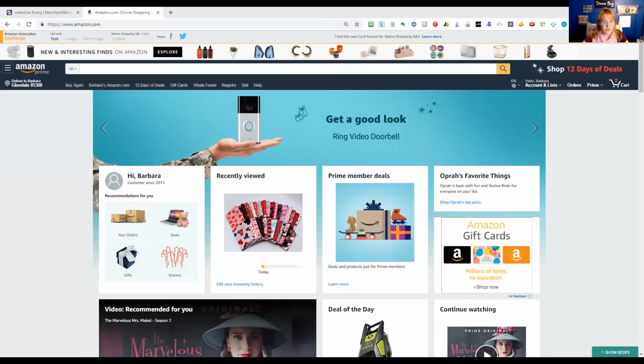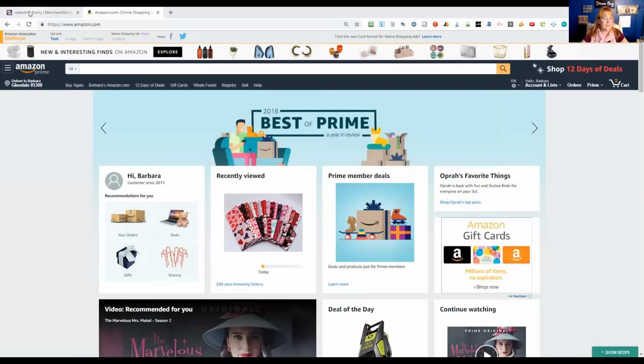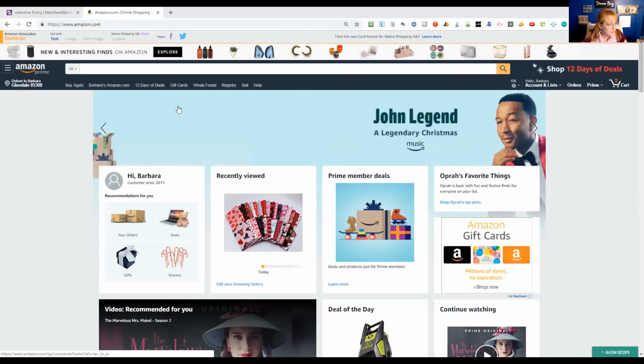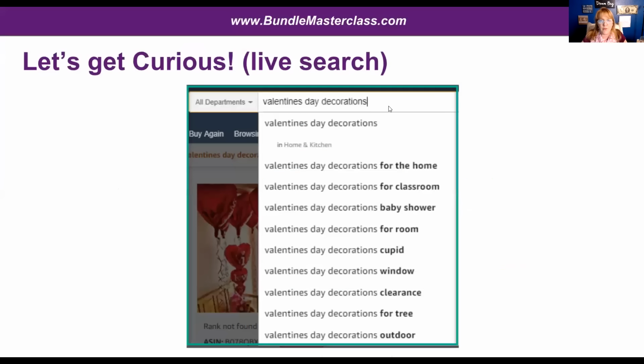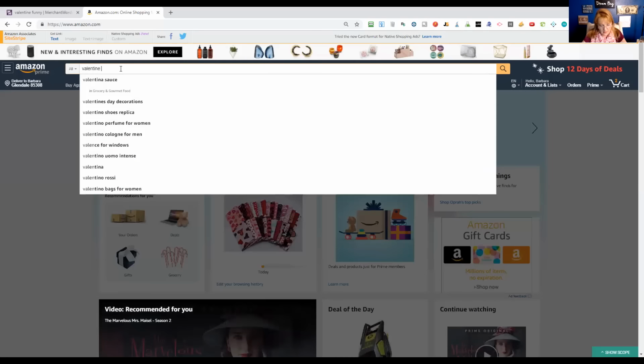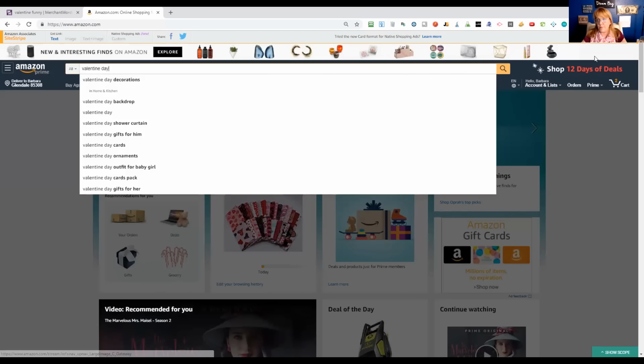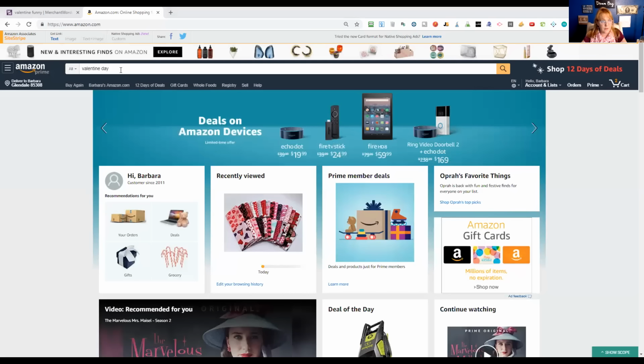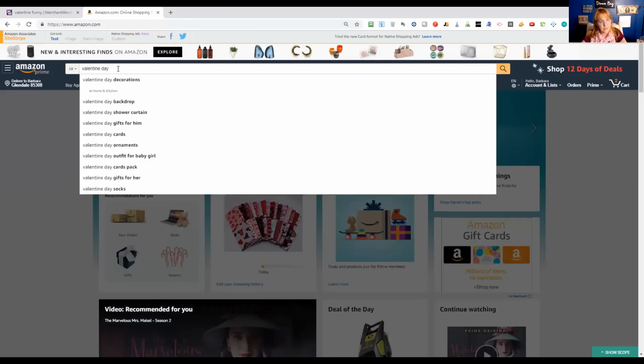All right, let's keep going. You can tell I was doing research on Valentine's Day today. All right, so we're going to search for Valentine's Day decorations. Here we go. Valentine's Day. Now you see what happens as I type this in, right? See what happens as I type in Valentine's Day and then hit space? All this stuff comes down.